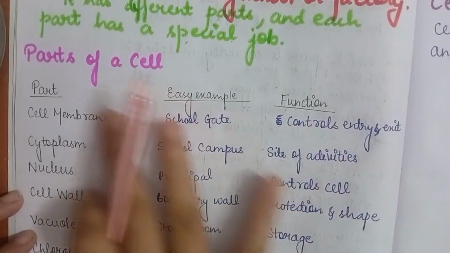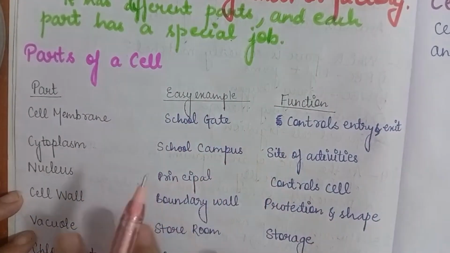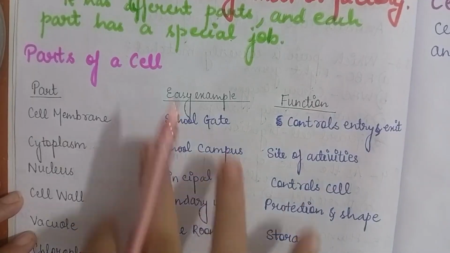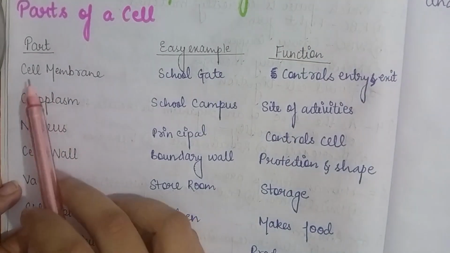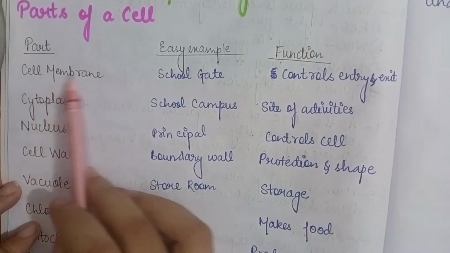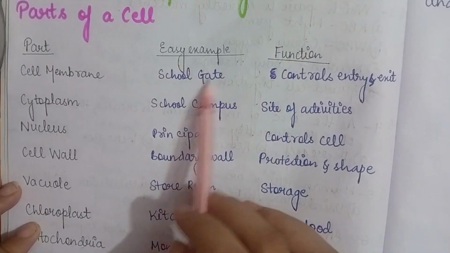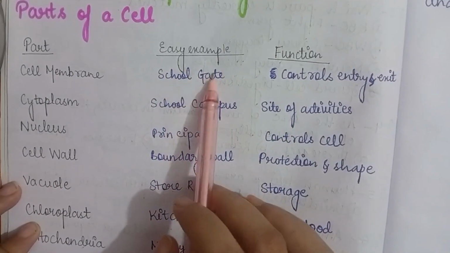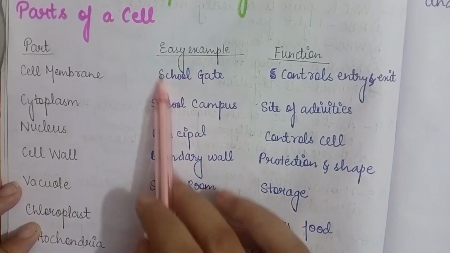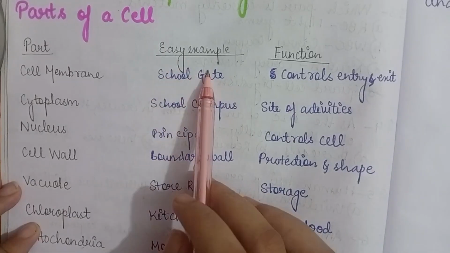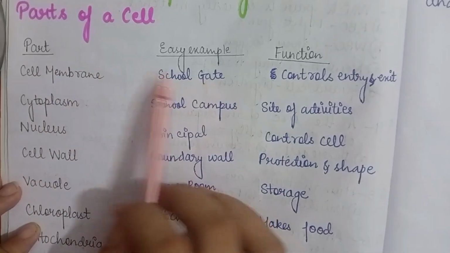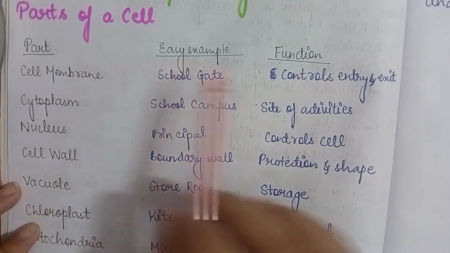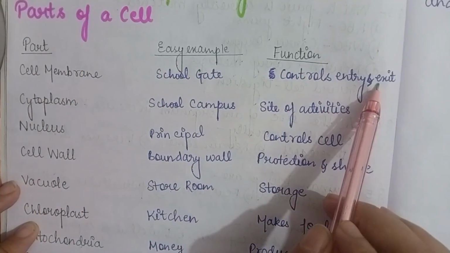So here you just need to have a look at these parts. Here we are just giving a summary. So first is cell membrane. You may consider cell membrane as a school gate. So what is the function of a school gate? School gates keep a check on the entry and exit. So in a similar way, the function of cell membrane is to control entry and exit.